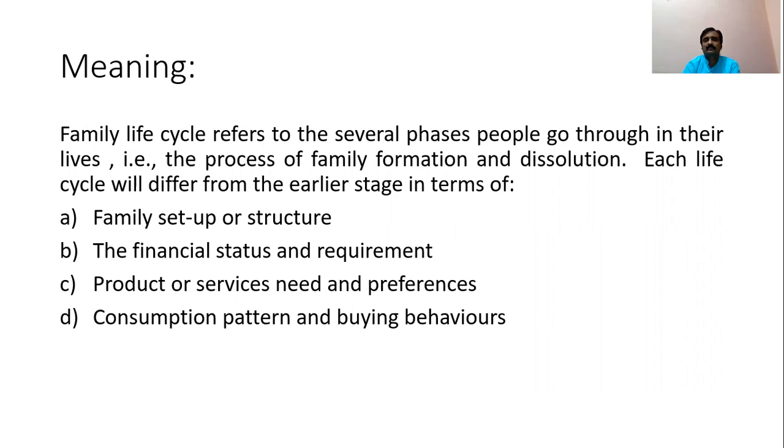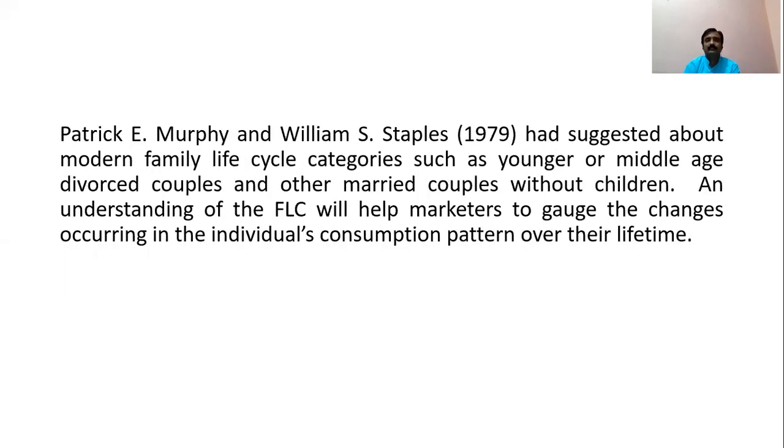Products or services, needs and preferences of the individuals that constitute the family differ from one person to another. Buying behavior, purchasing behavior and consumption pattern differ from one family member to another. Patrick E. Murphy and William S. Staples in 1979 suggested modern family life cycle categories such as younger or middle-aged or divorced couples and other married couples with or without children.